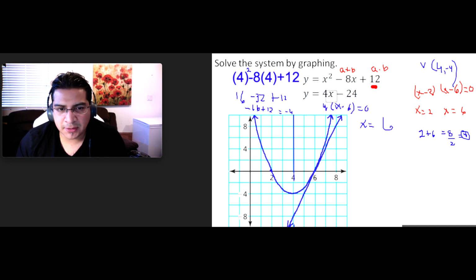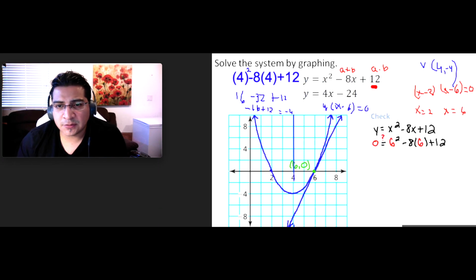So we're going to do the linear one, and that one is pretty easy too. What I did is I plugged in the 4: 4 times 4 is 16 minus 24, that's going to be -8, and that's how I got the -8 right here. Okay, so now we have the point of intersection, which is 6, 0. That's the point where they both meet.